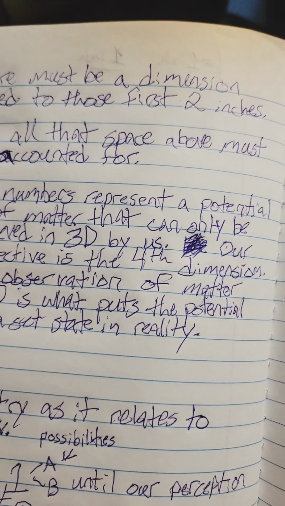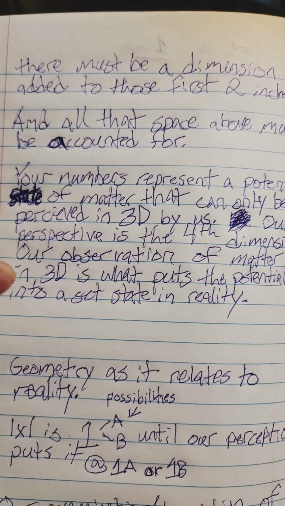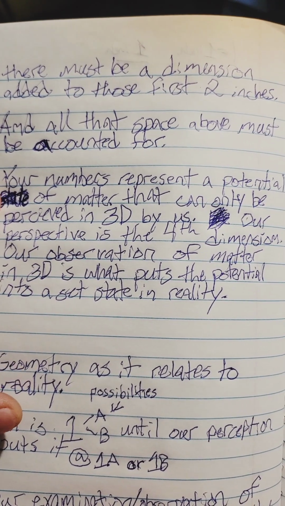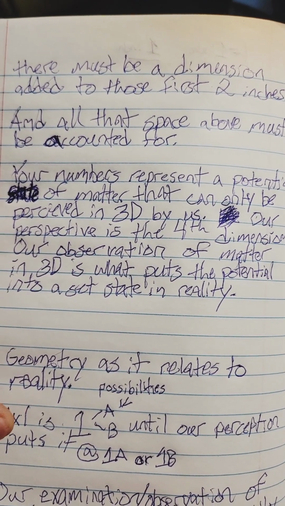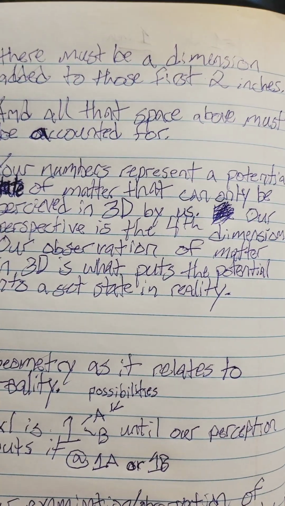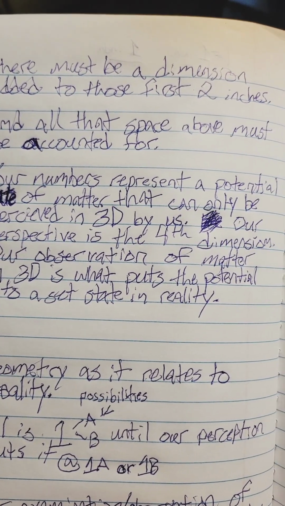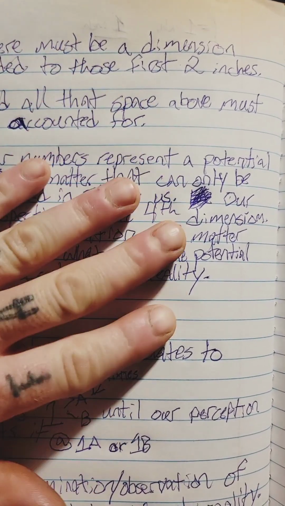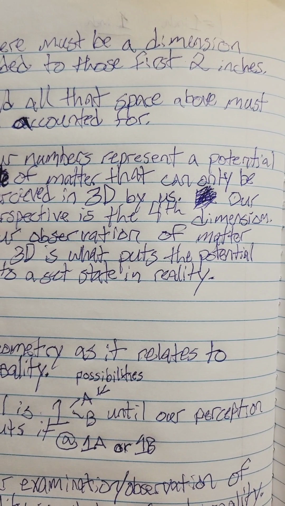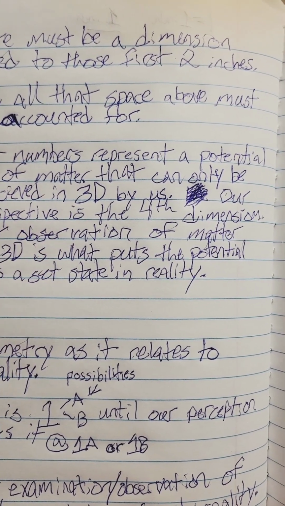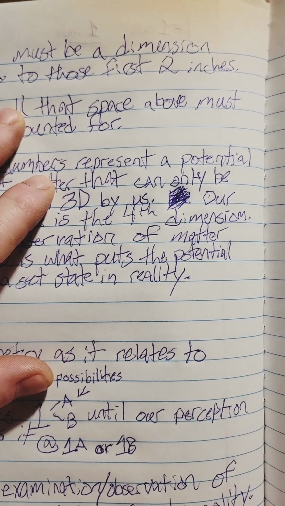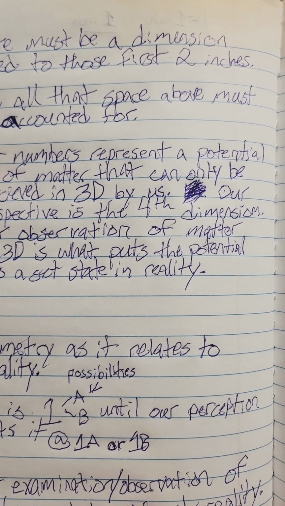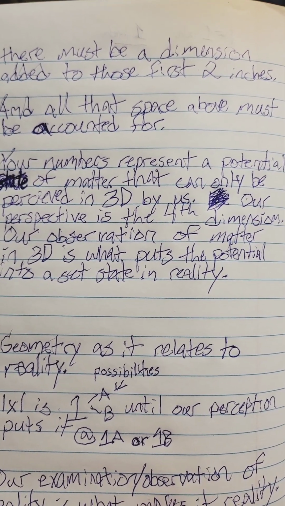So you have to add a dimension to the first two dimensions, and all that space above must be accounted for in order to perceive. However minimal it may be, like on this paper, the third dimension here, for us, it's essentially two, but obviously it has to have a third dimension for us to perceive it.